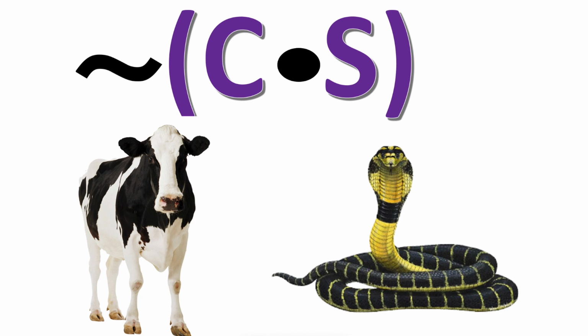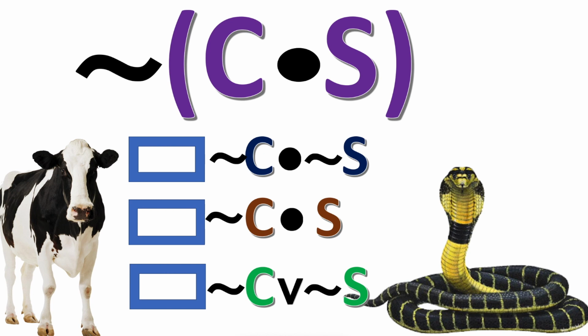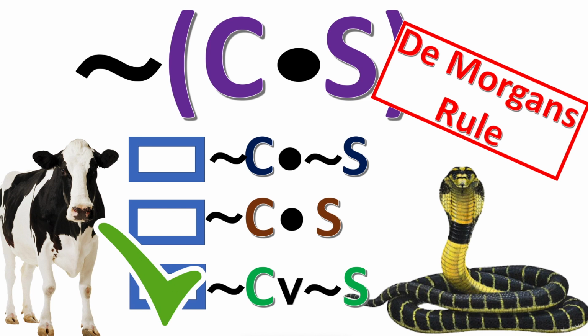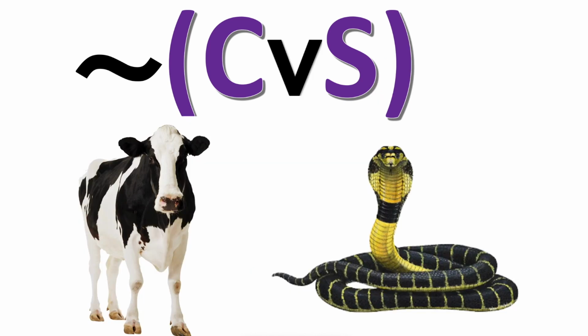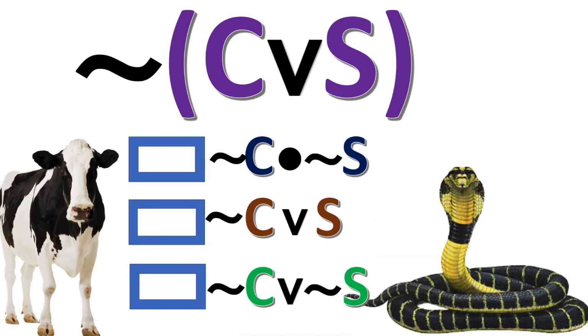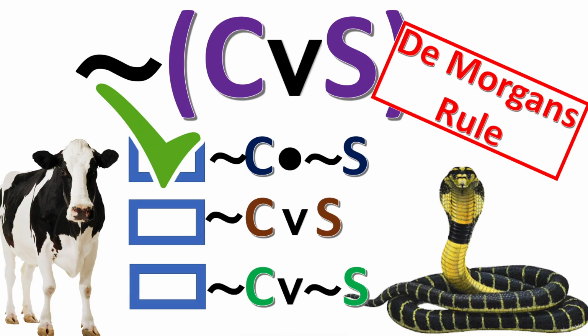All right, moving right along. Choose a logically equivalent translation for this. Press pause if you need more time. The answer will appear in 3, 2, 1. This is the correct application of De Morgan's rule. Next practice problem. Choose the logically equivalent translation. Press pause if you need more time. The answer will appear in 3, 2, 1. This is the correct application of De Morgan's rule.